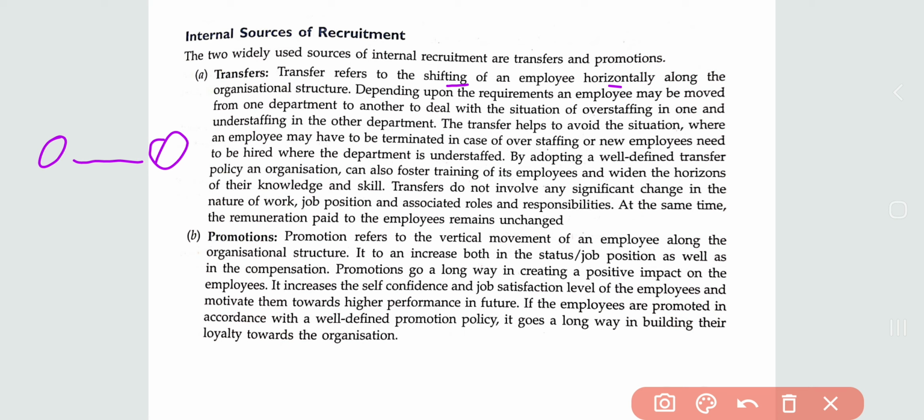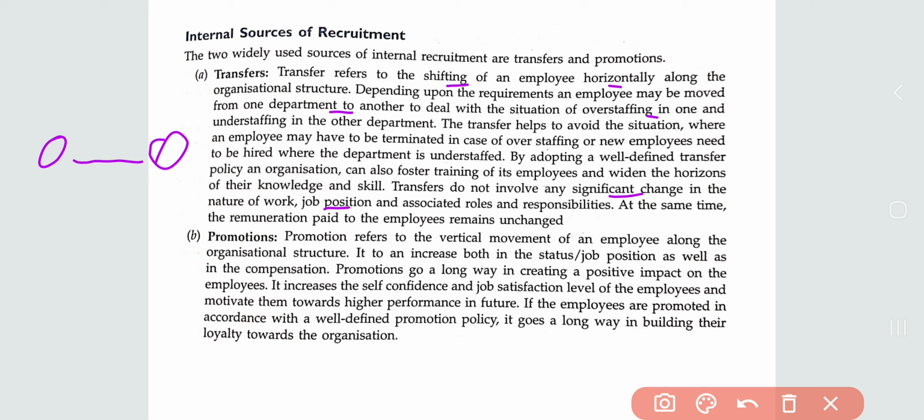Depending upon the requirement, an employee may be moved from one department to another to deal with a situation of overstaffing. Suppose in one department there are too many people, and in the other department there is a shortage. So what you do is, you transfer the person from where there are too many to where there is a shortage, right? It might also be from one branch to another. That is why it does not involve any significant change in the nature of the job.